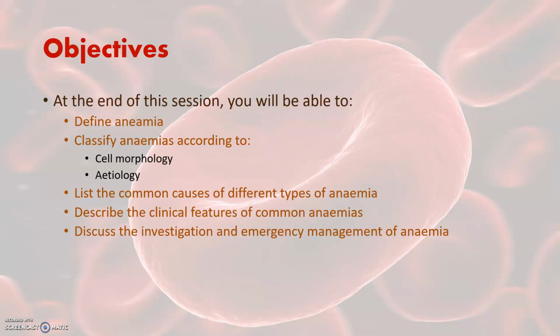So by the end of this session, you should be able to define anemia, classify anemias according to cell morphology and etiology, and list the common causes of different types of anemias. You should have a little outline of the clinical features of common anemias, and you will, not from this lecture, but eventually with your studying, you will need to be able to discuss the investigation and emergency management of anemia.